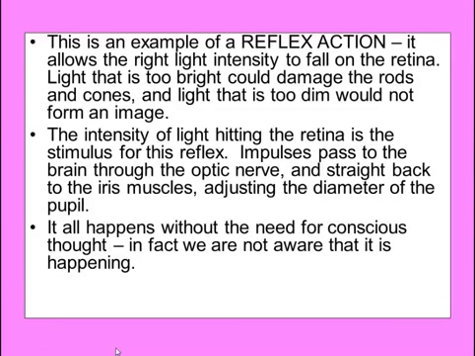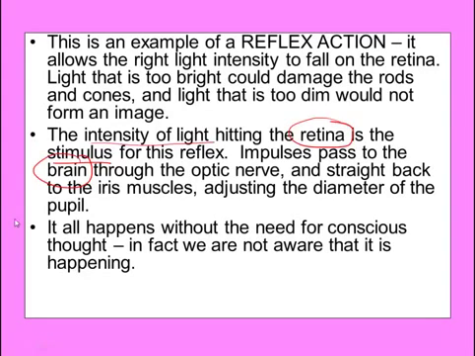How does this happen? Well, it's an example of a reflex action. We have, just as we had with our reflex arc, a stimulus, that is the light intensity. We have receptors, that is the retina. We have a sensory neuron. Our nerve impulses pass to the brain through the optic nerve via sensory neurons. And the brain, in this case, does act to mediate the reflex.